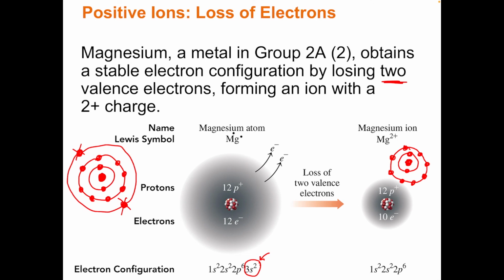So a pattern will start to emerge here. If it's in group 1A, it will lose 1 electron and form a 1+ charge. If it's in group 2A, it will lose 2 electrons and form a 2+ charge. If it's in group 3A, it will lose 3 electrons and form a 3+ charge. And these are most of the ones that will make the positively charged ions. Those are most of the metals. Then we start to get into the nonmetals that will form negatively charged ions.